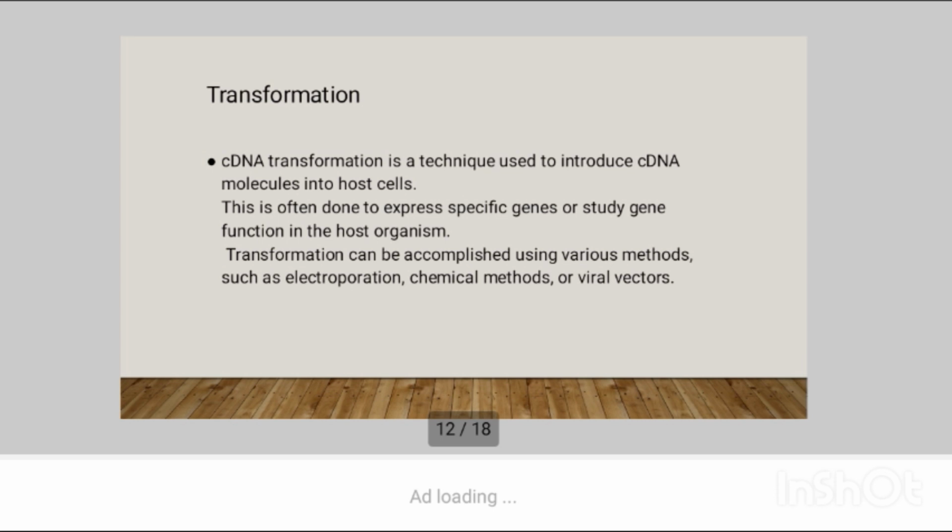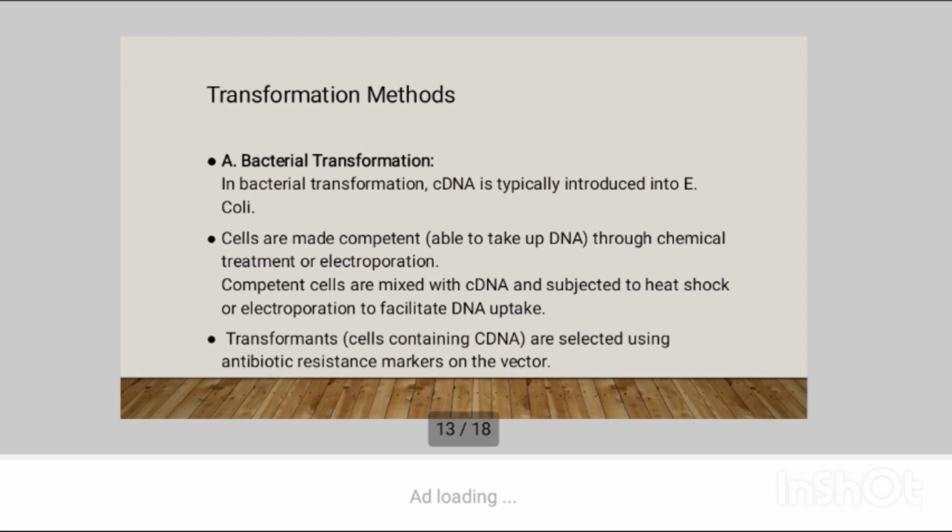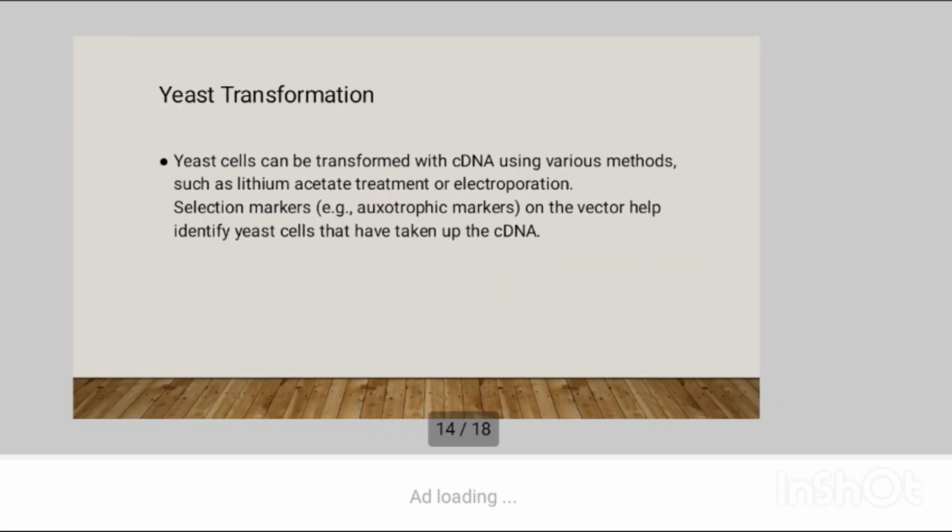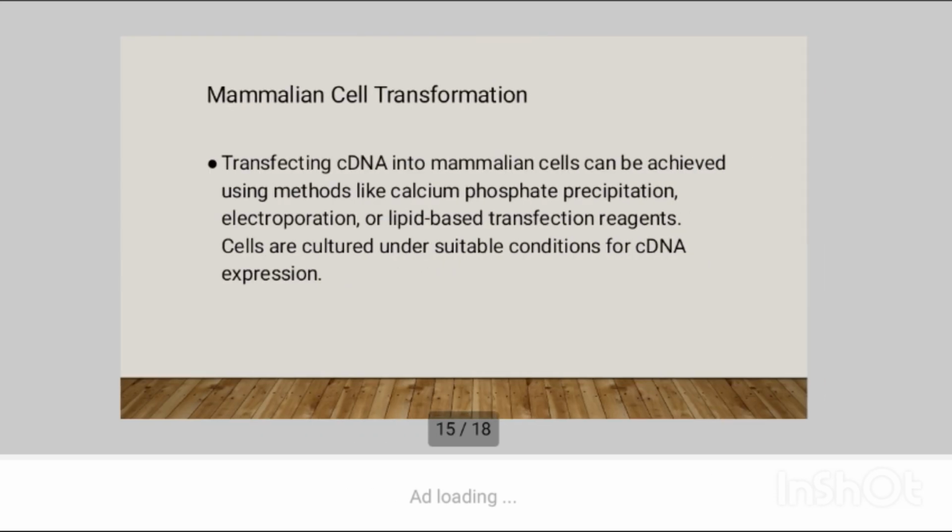Transformation. cDNA transformation is a technique used to introduce a cDNA molecule into host cells. This is often done to express a specific gene or study gene function in the host organism. Transformation can be accomplished using various methods such as electroporation, chemical methods, or viral vectors. Regarding transformation methods, there are three types: bacterial transformation, yeast transformation, and mammalian cell transformation.